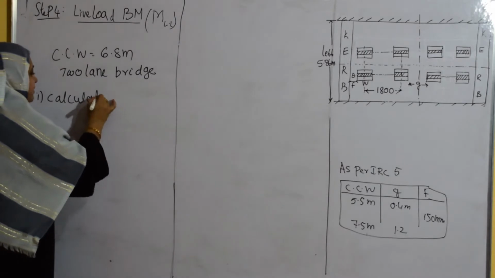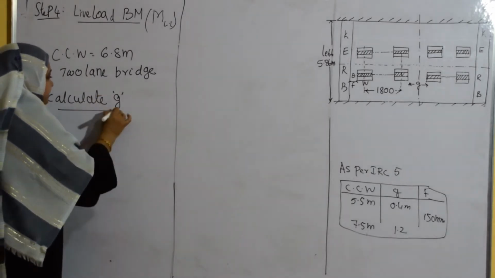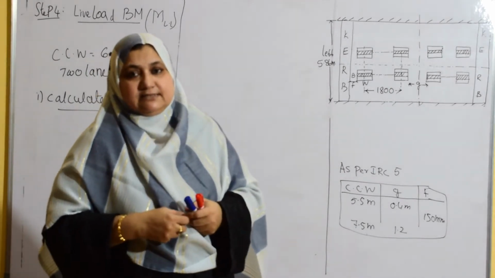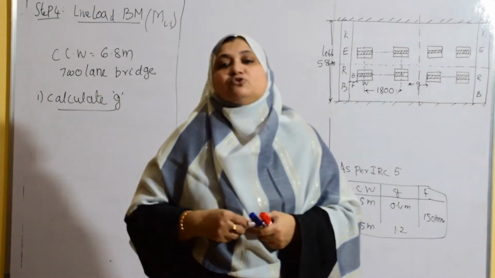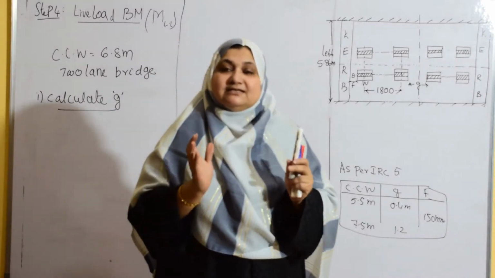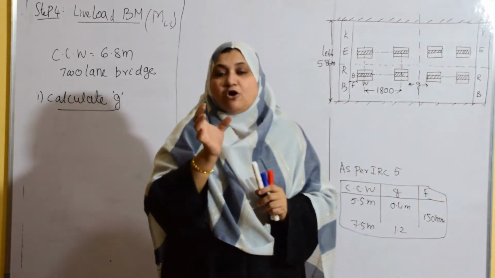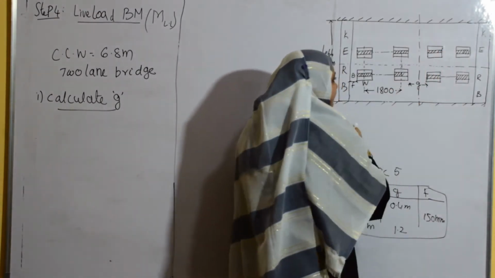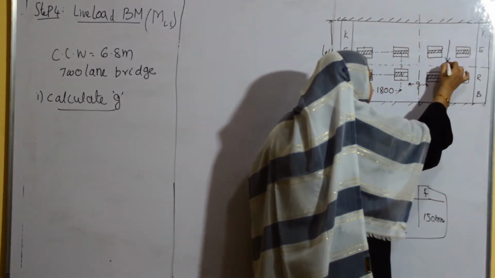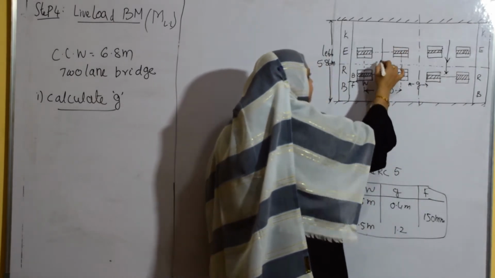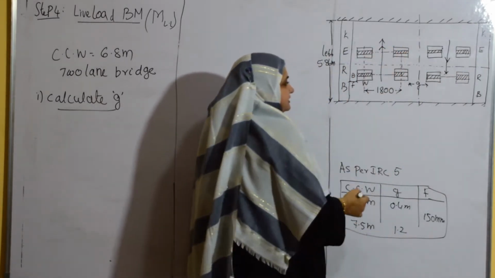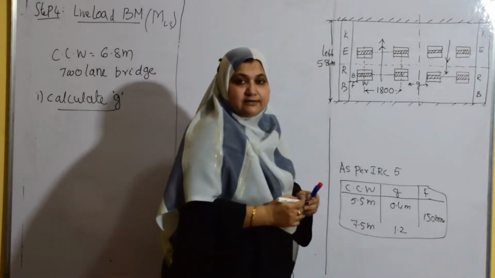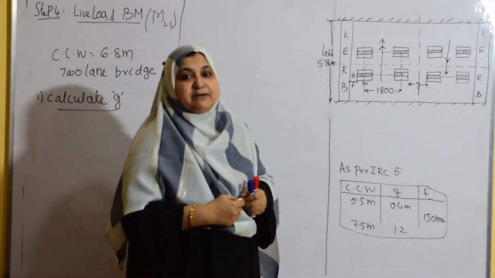Hope you remember what G is. G is the minimum clearance distance between the two crossing vehicles. Because it is a 2-lane road, we need to keep this G. You can see this is one vehicle coming in the opposite direction, and this is another vehicle going in this direction. What is the clear distance between these two? That is G. That G is also given by IRC.